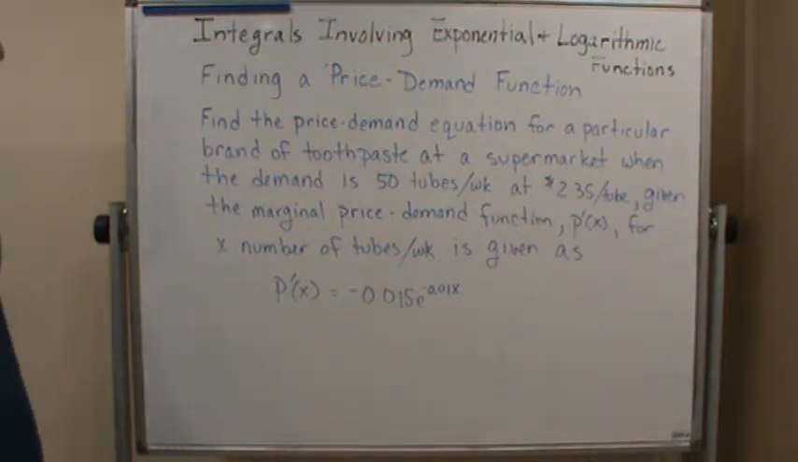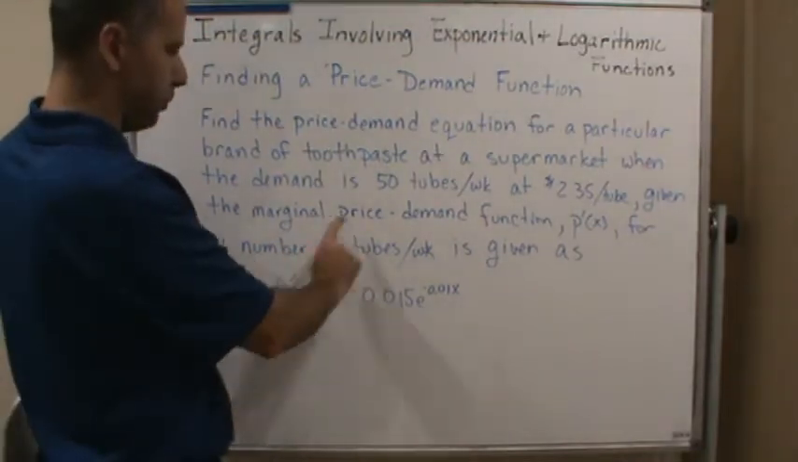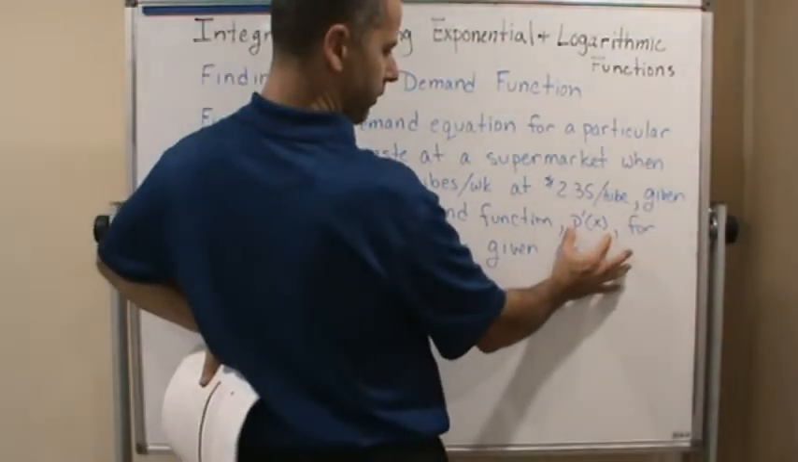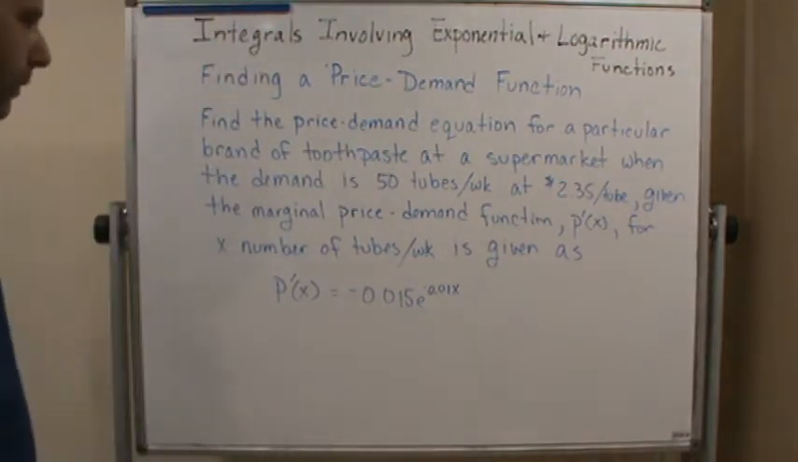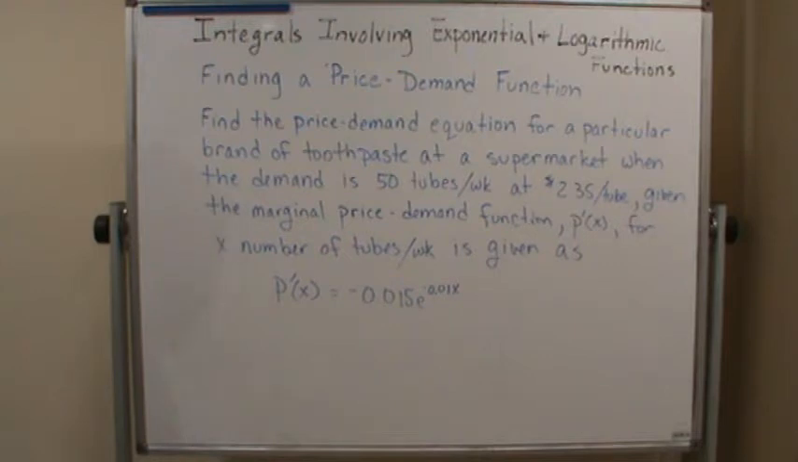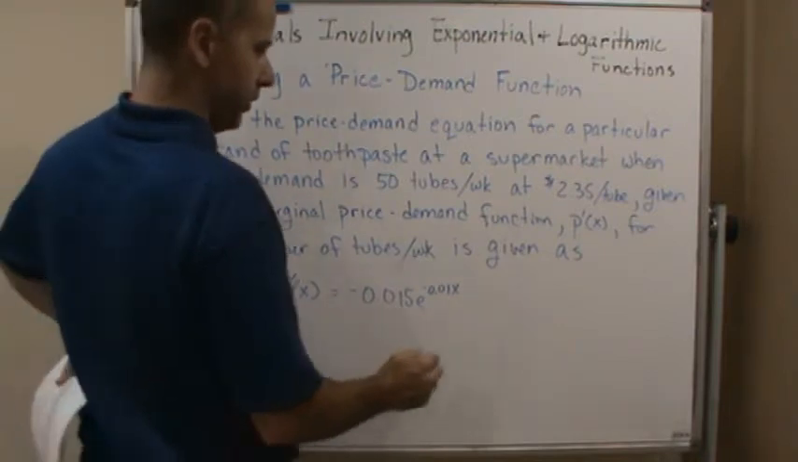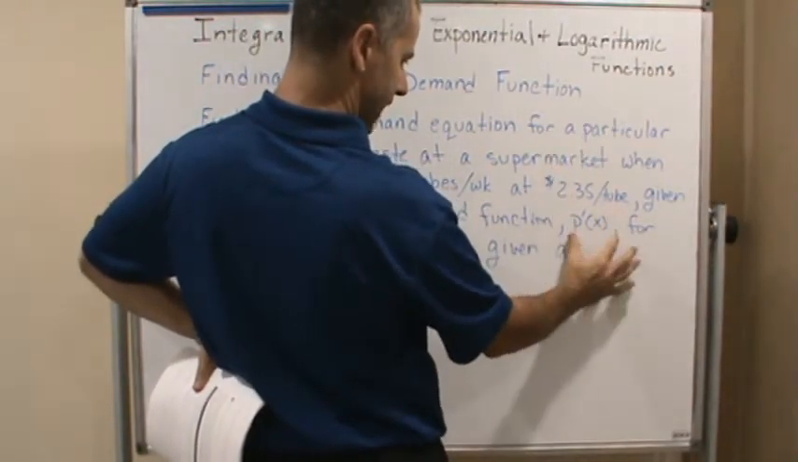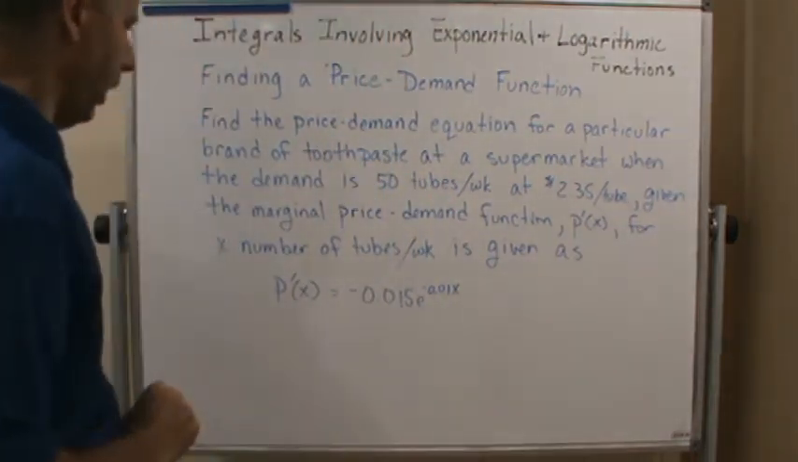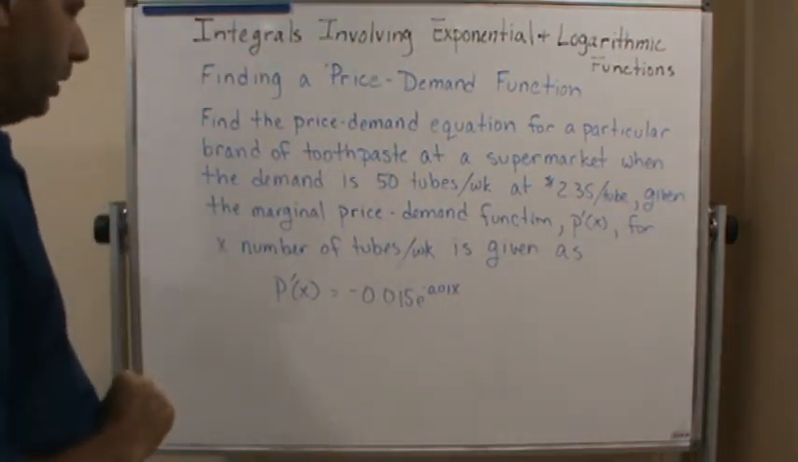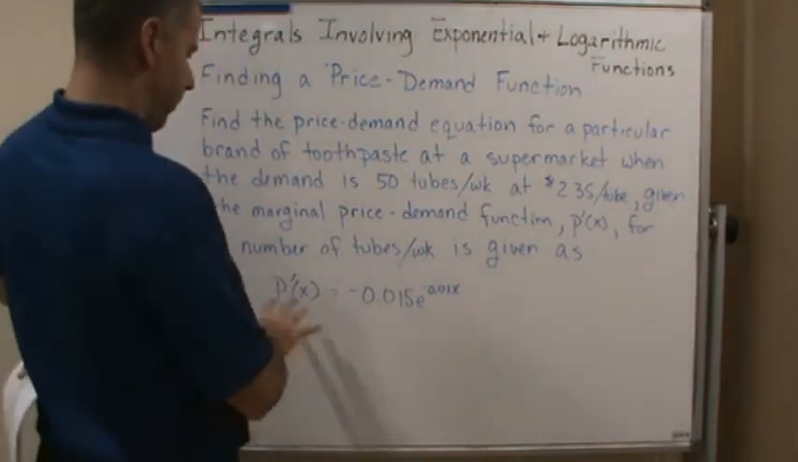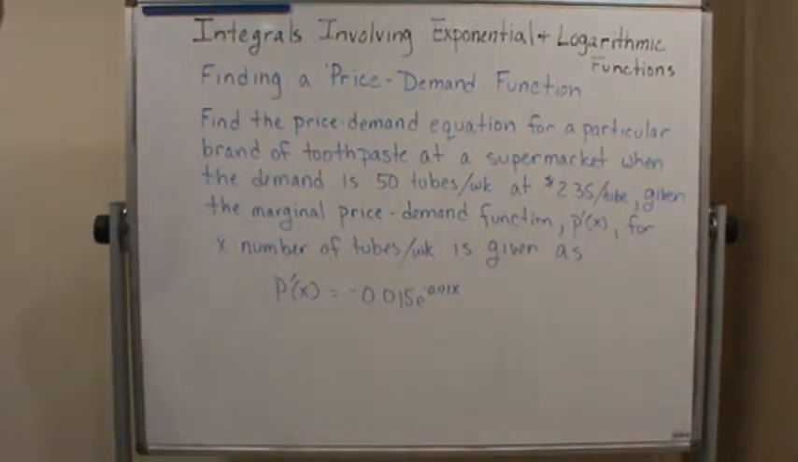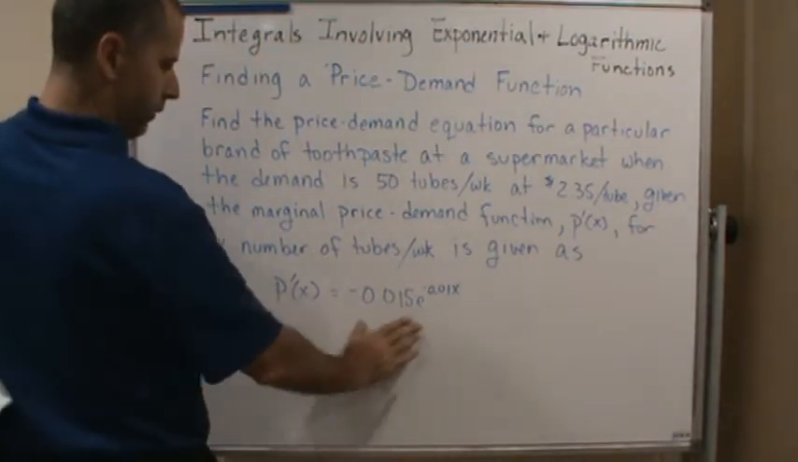Now, given that the marginal price demand function, which is represented by the derivative of the price demand function, that's how we get marginal cost, marginal. That's what marginal means, instantaneous, if you will. So the marginal price demand function for x number of tubes per week is given by this exponential function.